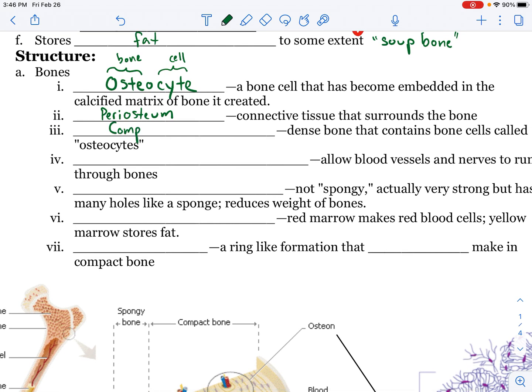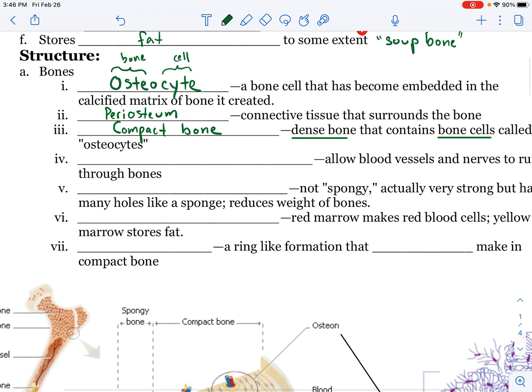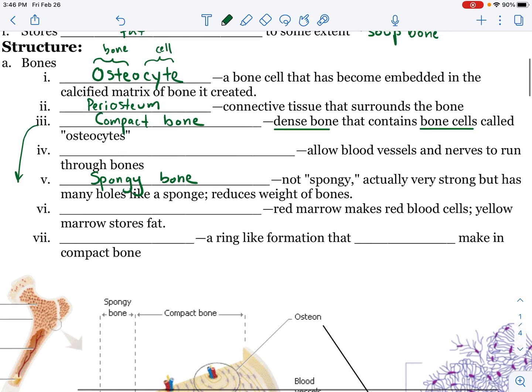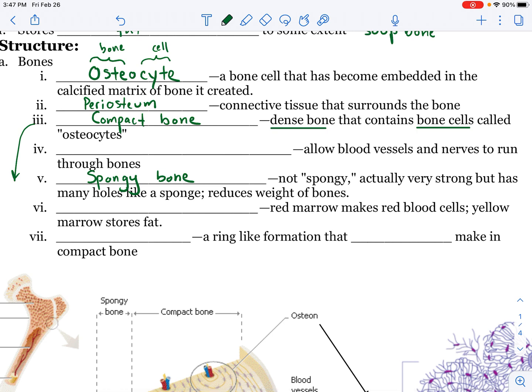Compact bone is a dense area of bone that contains those bone cells, those osteocytes. And I will show you where that is in the diagram below in just a second. I'm going to skip 4 and just jump down to 5 for a second. The other type of bone is called spongy bone. And spongy bone is somewhat of a misnomer. It is not spongy and soft. It's actually very strong, but it has many holes like a sponge, where compact bone is solid.